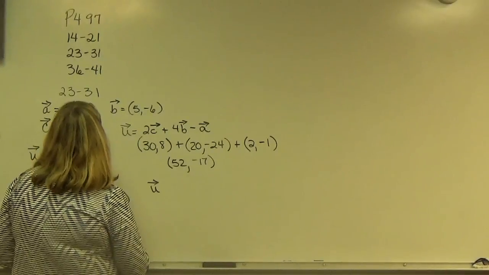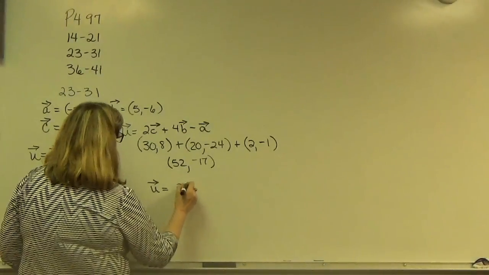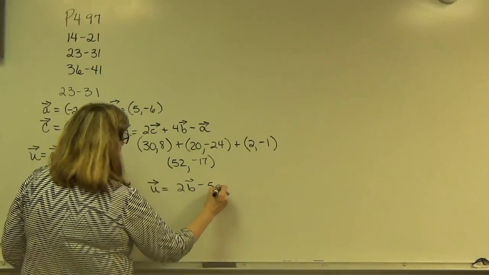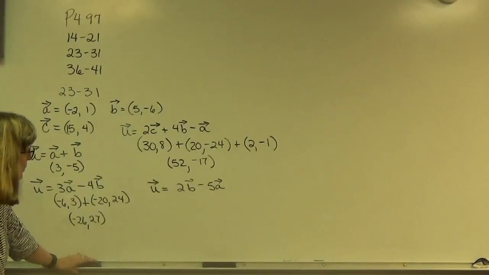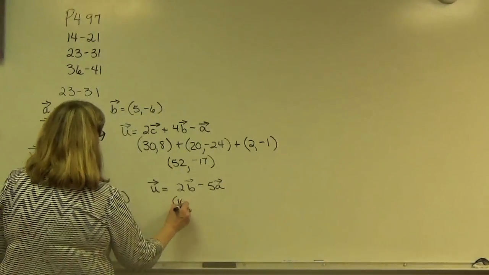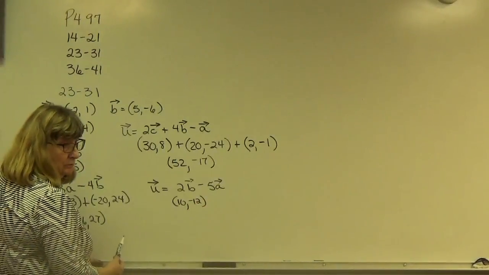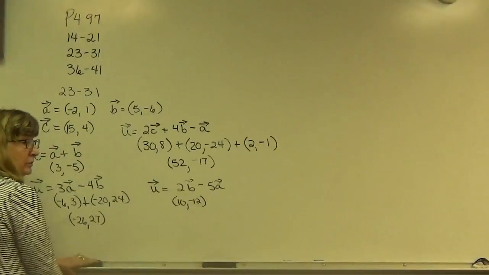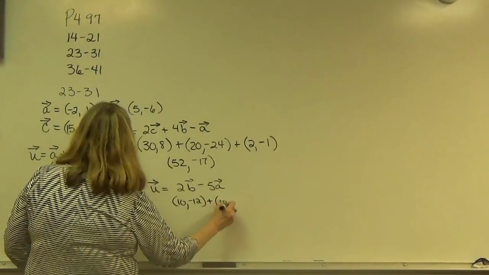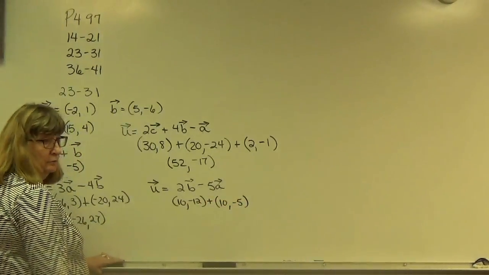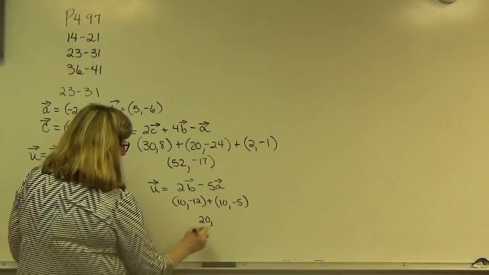This time, let's go 2b minus 5a. So we're ready for Zach. He gets to take everything in b times 2. 10 and -12. And Taylor, everything in a, you'd rather subtract or add? Add. So you want to multiply a times a -5. So 10 and -5. And then JC, you get to add them together. So adding the x's, you get 20, and -17.